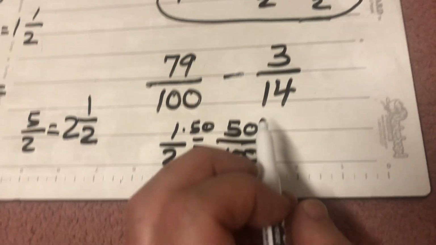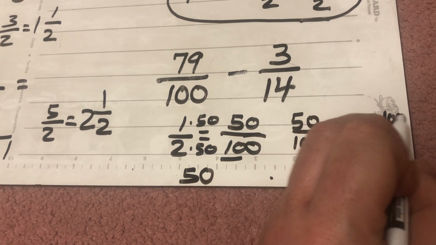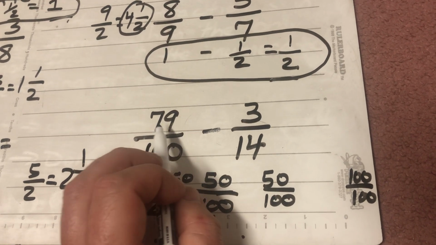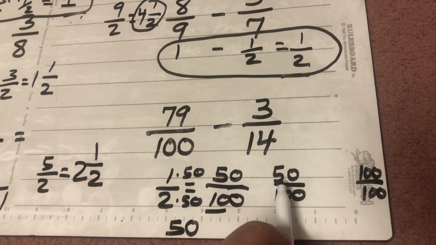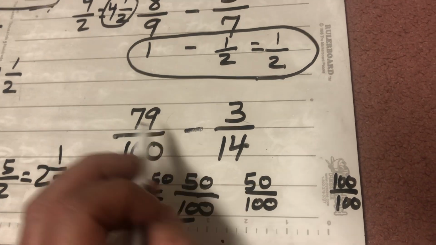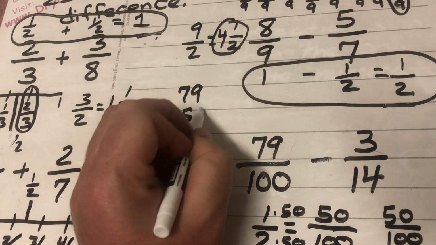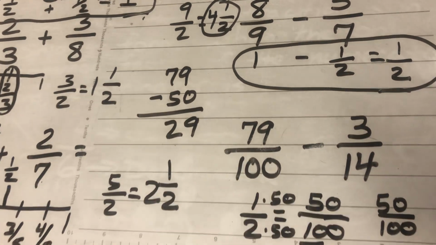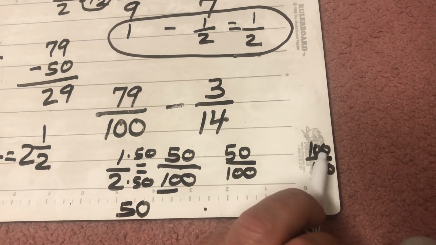All right, so if I know that 50 over 100 is halfway, and I know that 100 over 100 is 1, I've got to think, well, what is 79 closer to? Because that's the fraction in question. Is 79 closer to 50, or is it closer to 100? And I can do that with basic subtraction. Well, let's see how far away 79 is from 50 by doing 79 minus 50. 9 minus 0 is 9. 7 minus 5 is 2. I'm 29 away.